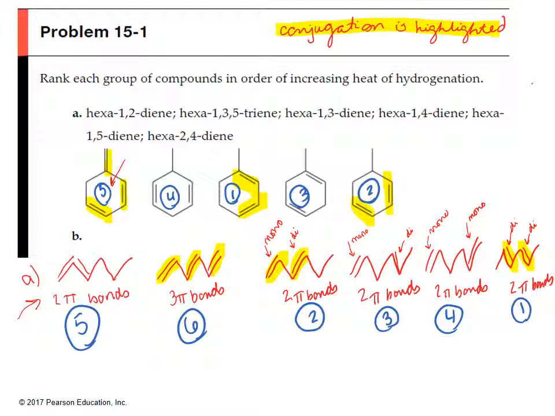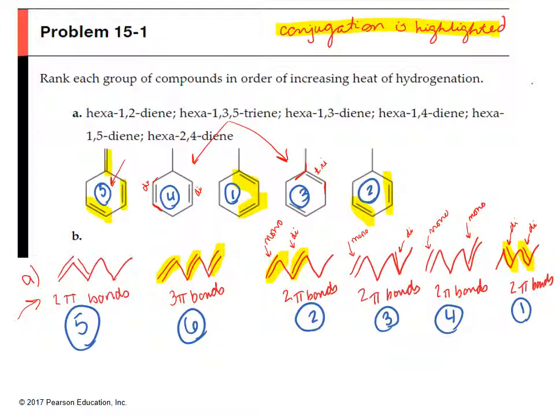So let's talk about the non-conjugated ones first. Okay, these 2. They both have 2 bonds. They both are non-conjugated. This double bond is disubstituted. It has a group here and a group here. This one's disubstituted. This one is trisubstituted. It has a group here, and a group here.